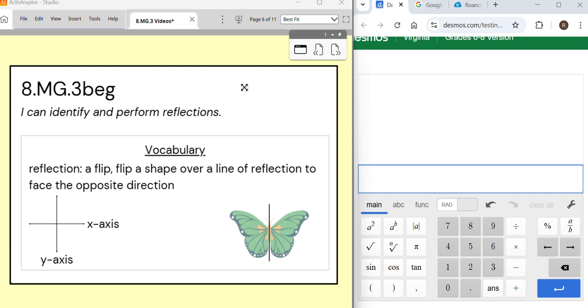Identify and perform reflections. Vocabulary. Reflection is a flip. When you flip a shape over a line of reflection to face the opposite direction. In 8th grade, we reflect over the y-axis and we also reflect over the x-axis.